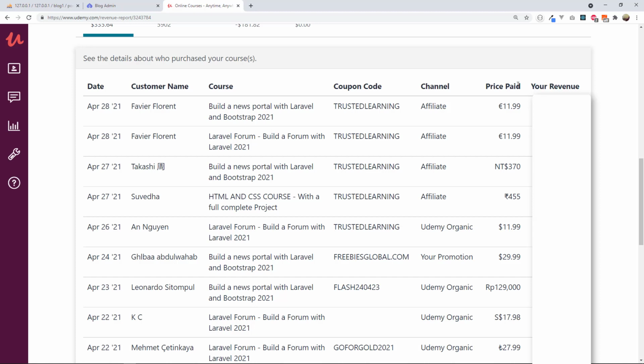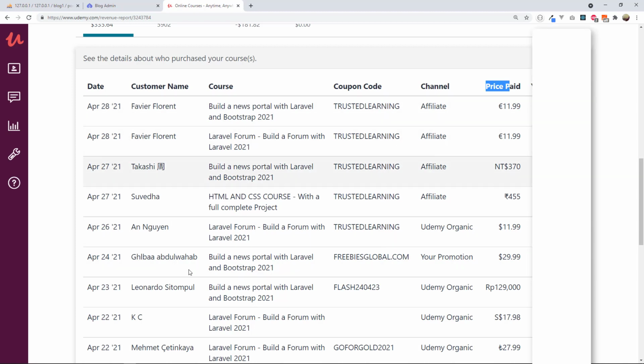This price paid, you can see it is not constant. The first reason is it depends on the promotion. Your course may be costing $50 per subscription, but then Udemy can run a program that will do a promotion at maybe $11, as you can see here. So if somebody buys during that promotion, this is the amount they are going to pay. So this is the price here.